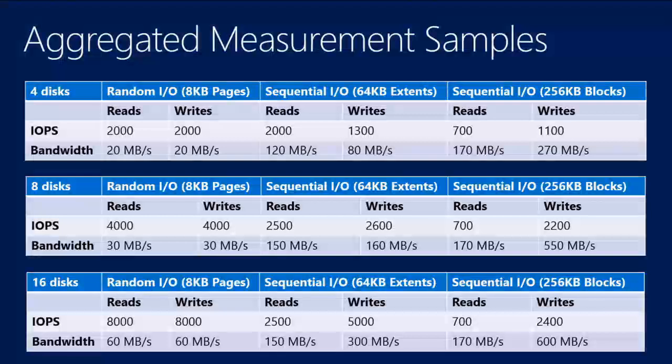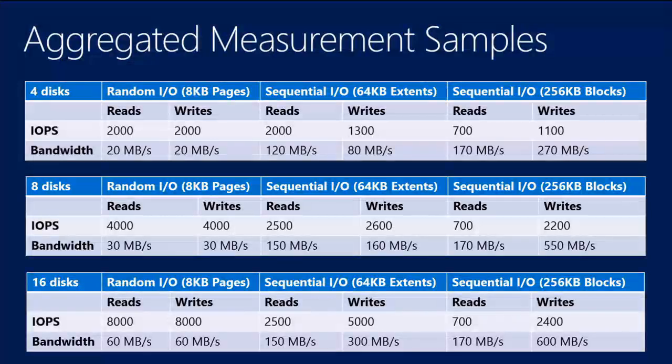Now, I'm not going to go through all of these measurement samples. I'll leave that for you to read at your leisure. I'll just summarize what we can conclude from this. So here are some measurement samples taken from spreading the data over 4 disks, 8 disks, and 16 disks. And then we've got those same measurements of random I/O reads and writes, sequential I/O for 64K and sequential I/O for 256K.